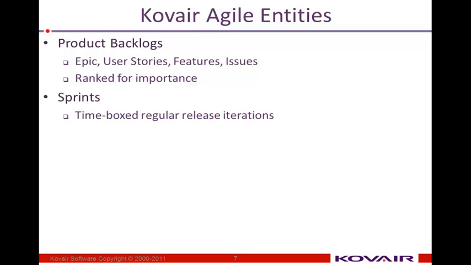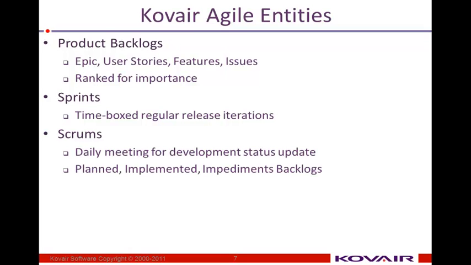Sprints, so basically a project is divided into a number of releases, and the releases are divided into a number of different sprints, and each sprint is time boxed, which basically means that you can have a sprint of 2 weeks, 4 weeks, 6 weeks, 8 weeks, etc. of length. Then you have the product backlogs, which are assigned to a release and then to the sprints. Kovair also allows the scrums.